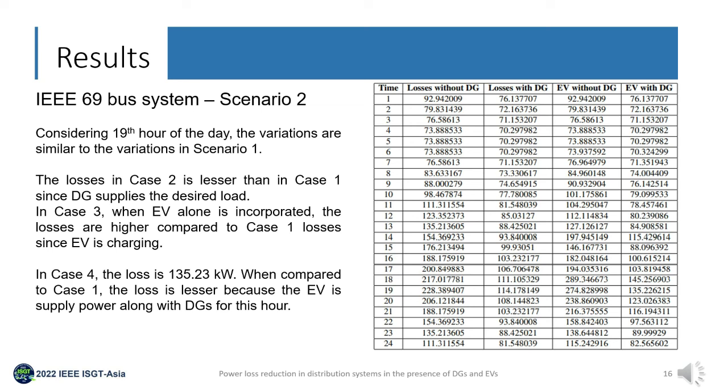When we compare case 1 and case 3, the losses have increased because EV is charging. So EV acts as a load, therefore the loss has increased. Whereas when we compare case 1 and case 4, the losses have reduced because here EV is supplying power along with the DG for 19th hour, and a similar pattern was seen in scenario 1 as well.